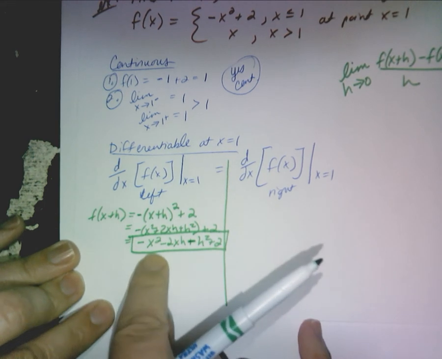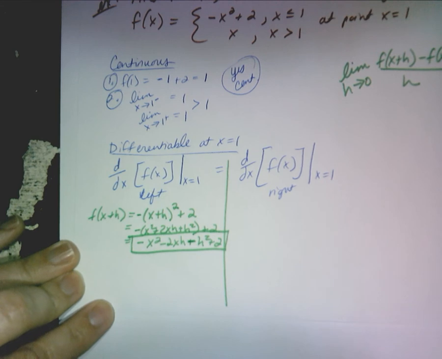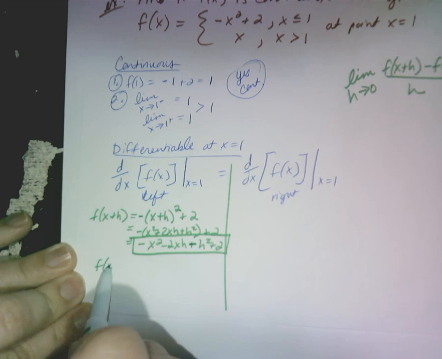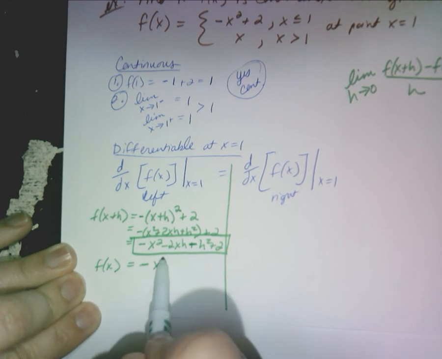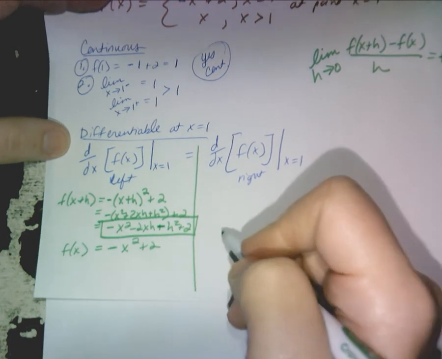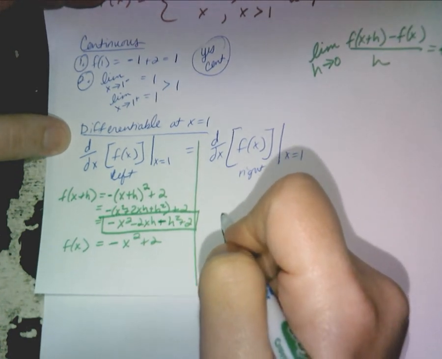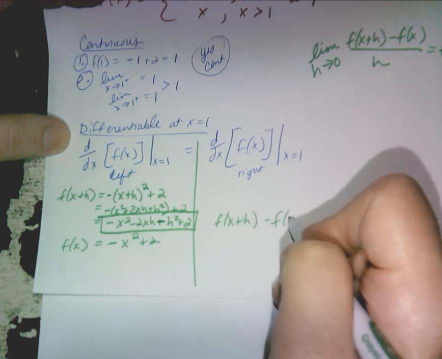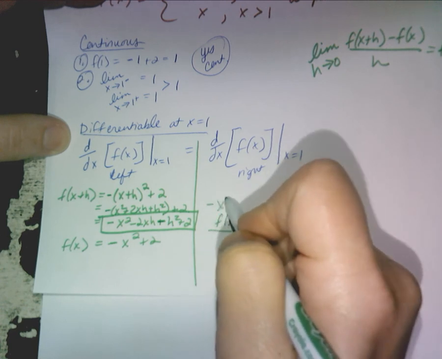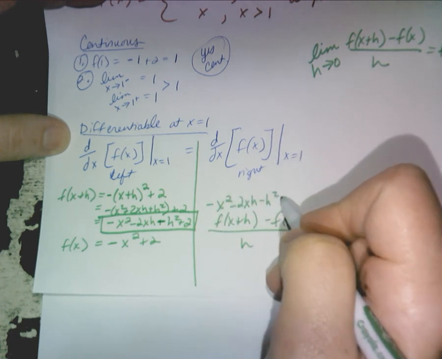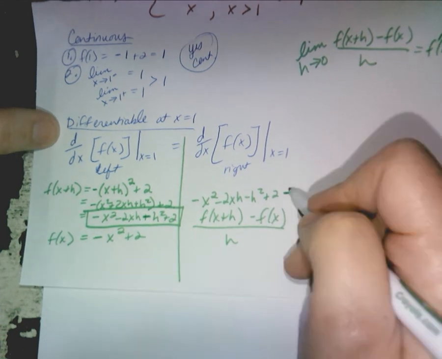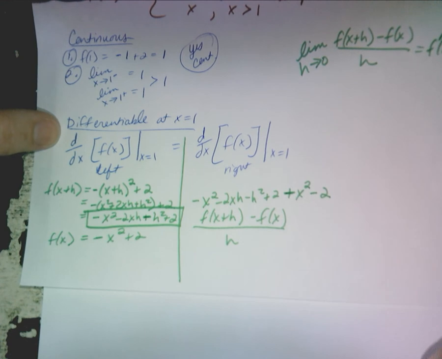Again, if you did your homework last night, what did you do after that? Minus what? Minus f of x. And if you want me to write f of x, I'll write it as negative x squared plus 2. So you have to do f of x plus h minus f of x and put it over h. So here I would put negative x squared minus 2xh minus h squared plus 2 minus, well, actually that would be plus x squared minus 2. That's what my top would be.